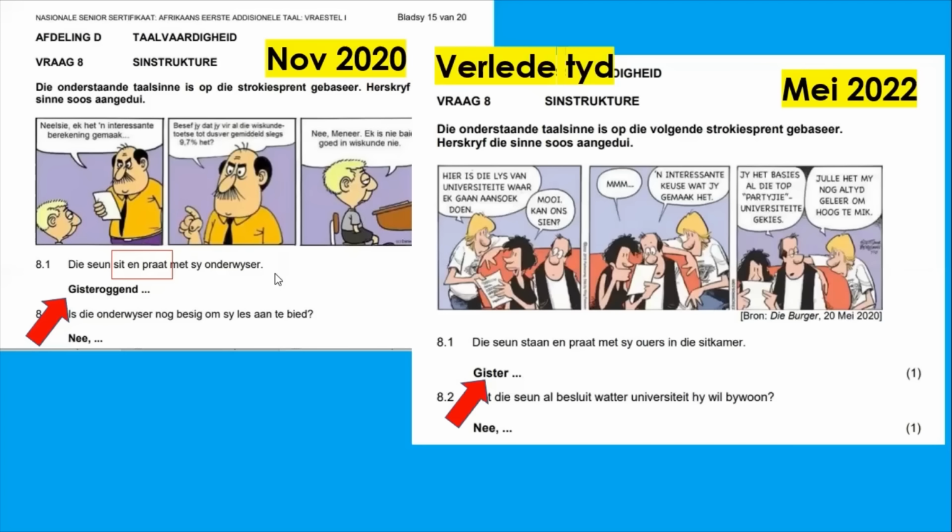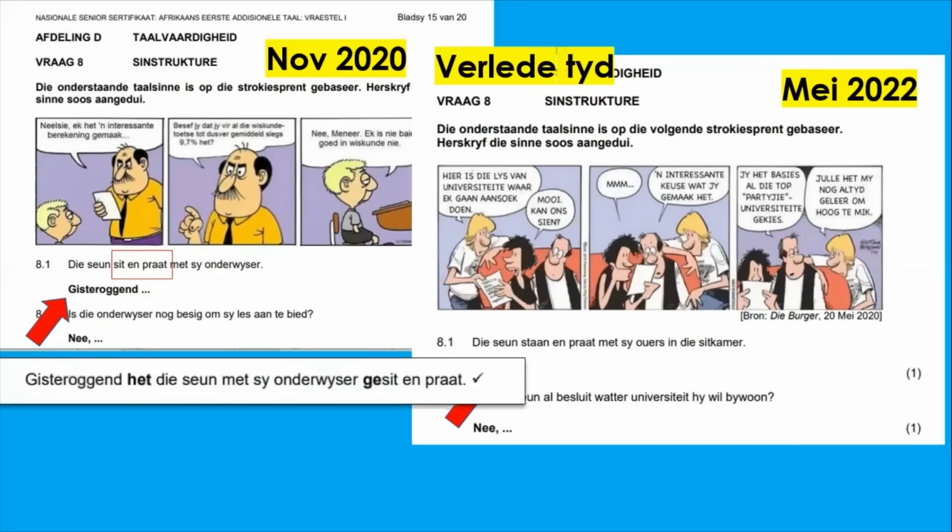Okay, so now you are going to pause and see if you can do the sentence. Okay, let's look at the answer. Gisteroggend het, because it's now past tense, die seun met sy onderwyser gesit en praat. Okay, so they can be done at the same time, so only the first verb gets a ge. Okay, let's look at this one. So it said to start with gister. So let's look at the sentence.